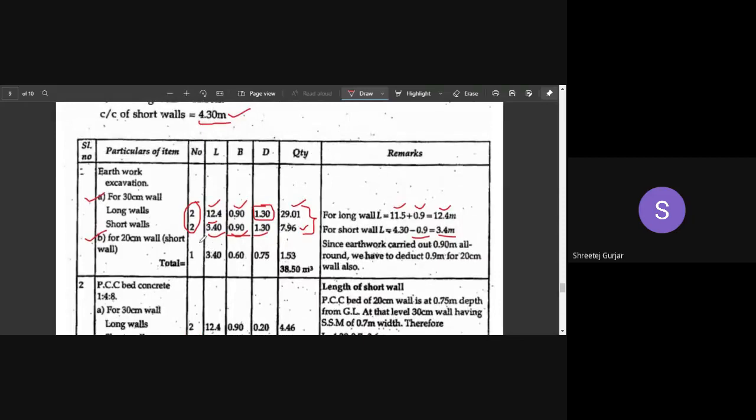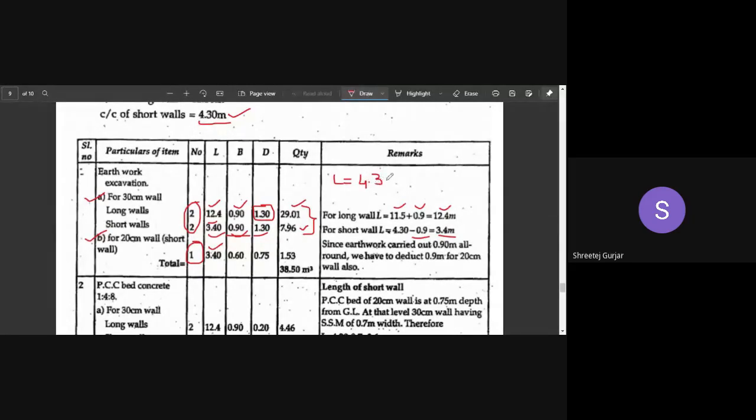Okay. So calculation of the length. As I've told you for short wall, how you calculate, you have to deduct your width. Okay, deduct the width. So we know the center line length is 4.3 and we have to deduct what you have to deduct.